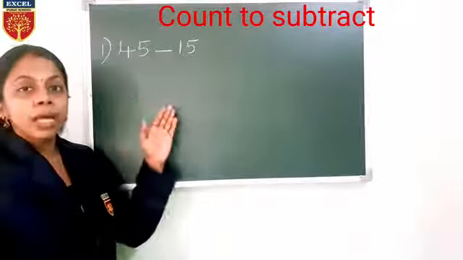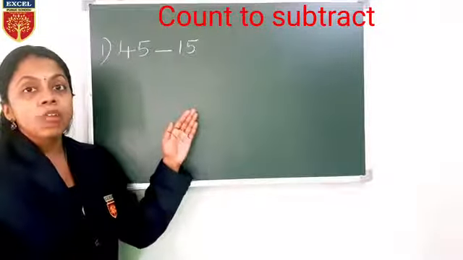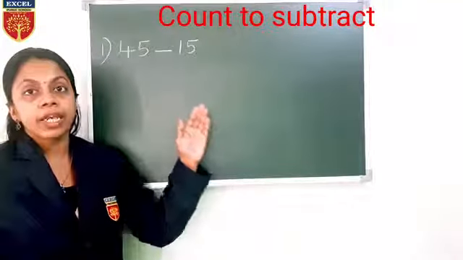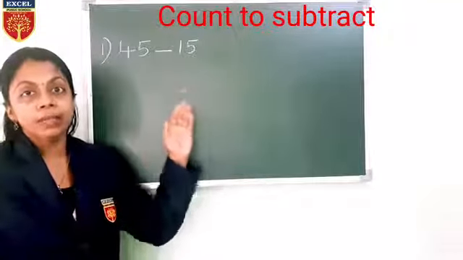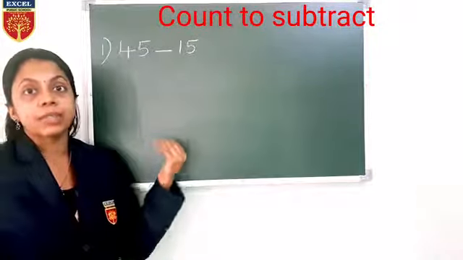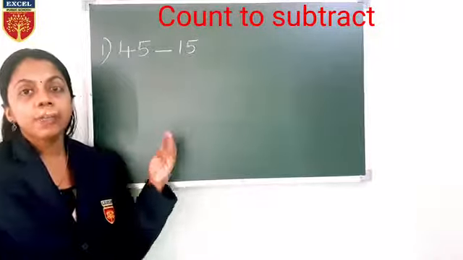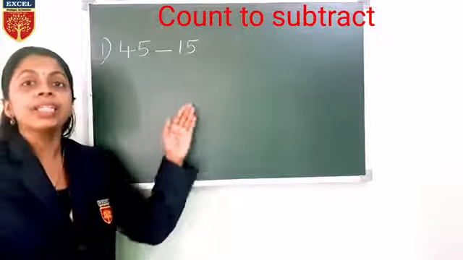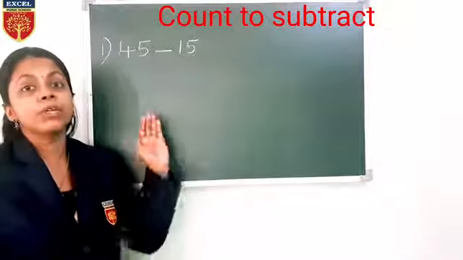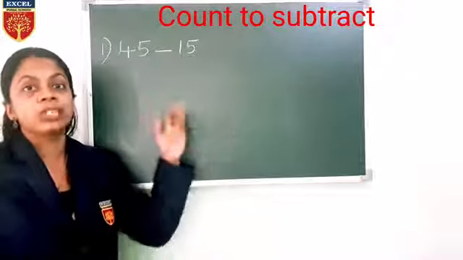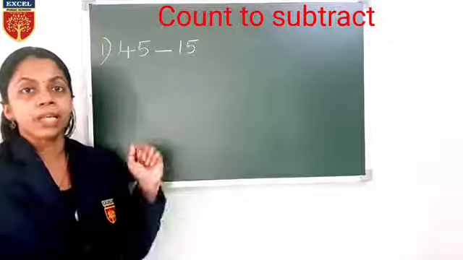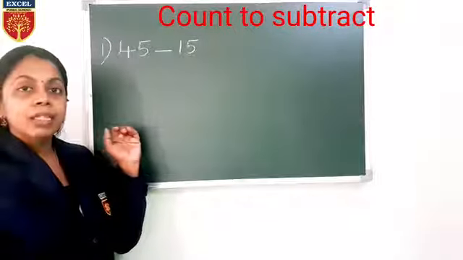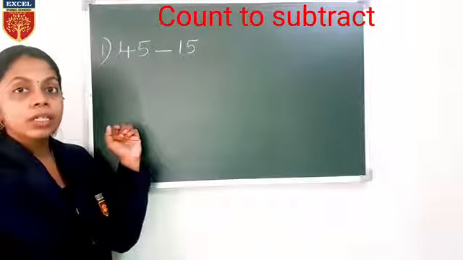How to count? By counting in jumps of 10. This one you have already studied. Counting in tens, count 10 steps forward, count 10 steps backward, right? But it is not necessary that every time you need to count in jumps of 10. Sometimes you need to count in jumps of 2 or 3 or 4, etc. It depends on the number.